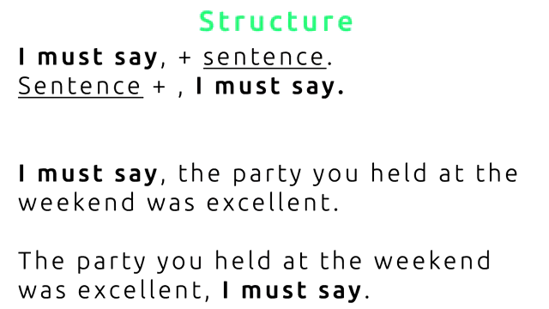So that's the basic structure. I must say that plus a sentence. Now remember, I told you earlier that it can come at the beginning or at the end of a sentence. Let's look at how we can do that right now. So we can say, I must say, plus a sentence, or we can reverse it. We can use a sentence, then say, I must say. For example, I must say, the party you held at the weekend was excellent. We can put "I must say" at the end like this. The party you held at the weekend was excellent, I must say. The meaning of these two sentences is exactly the same.